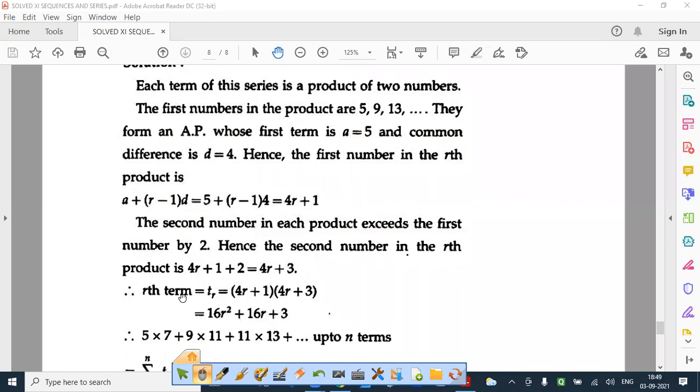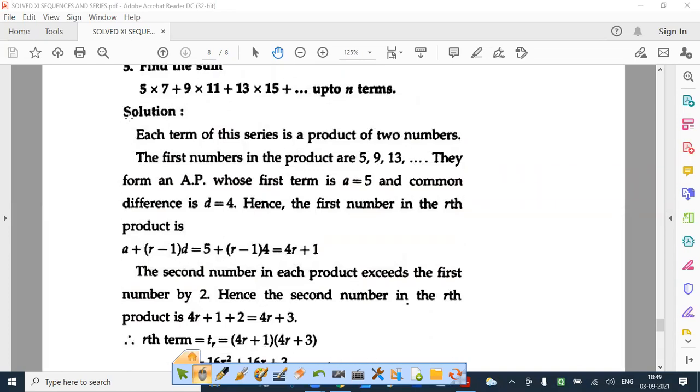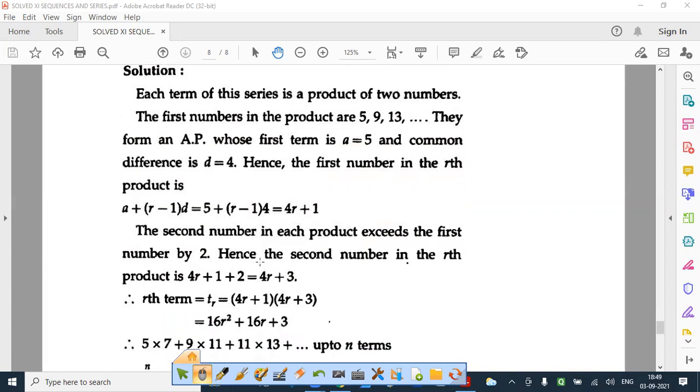See, before we proceed, let us verify this. Put r equal to 1. 16 plus 16, 32 plus 3, 35. See whether the first term is 35 or not. Yes, 5 into 7 is 35. Means what we have obtained is correct.